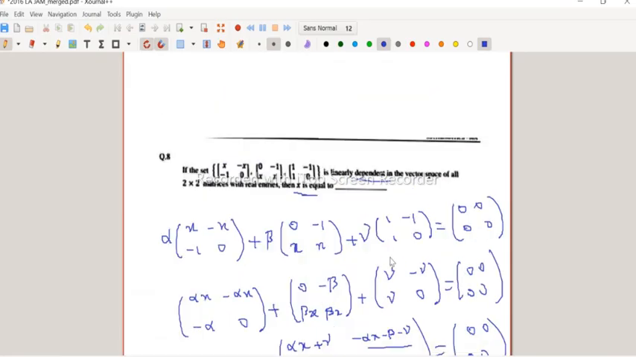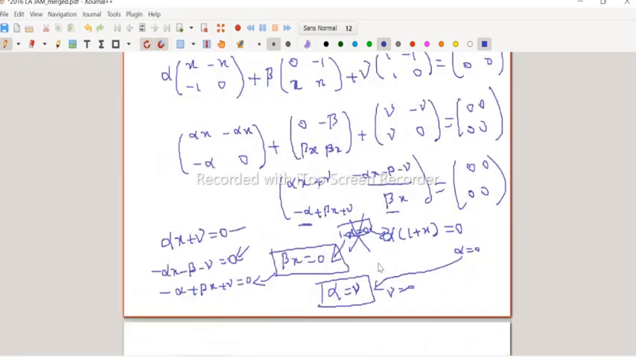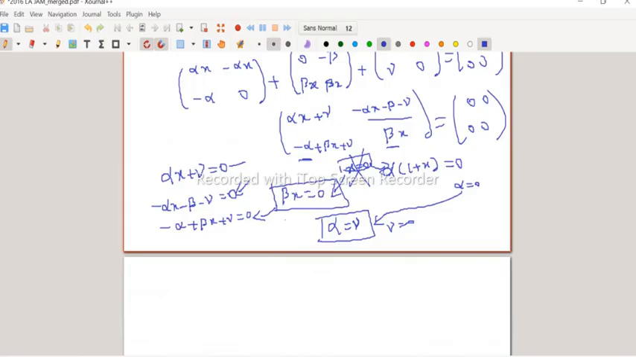But it's given that the set is a linearly independent set. Therefore, one of alpha, beta or gamma should be non-zero. So in this case, definitely x is not equal to 0. Maybe beta may be 0. Now look at this relation: alpha times (1 plus x) equal to 0. Either alpha equal to 0 or 1 plus x equal to 0. If alpha is 0, substituting here gamma is 0, and beta is 0. Therefore alpha cannot be 0. Therefore this 1 plus x should be 0, so x should be equal to minus 1.